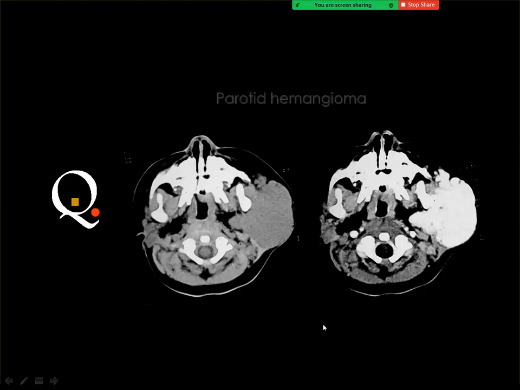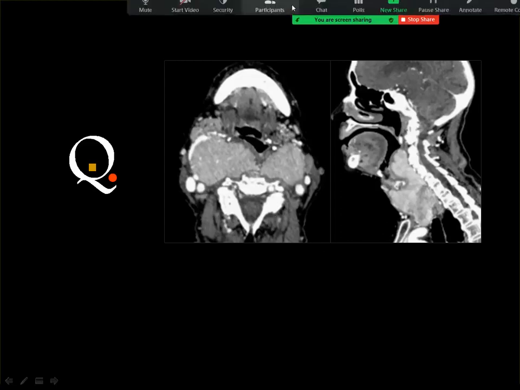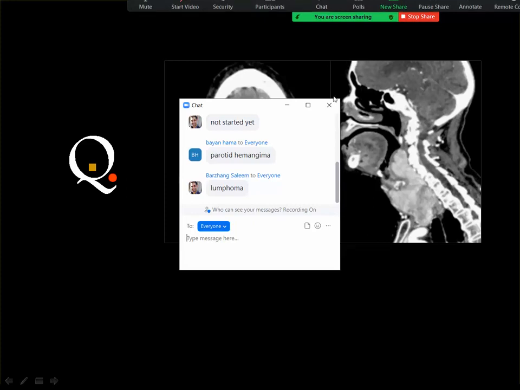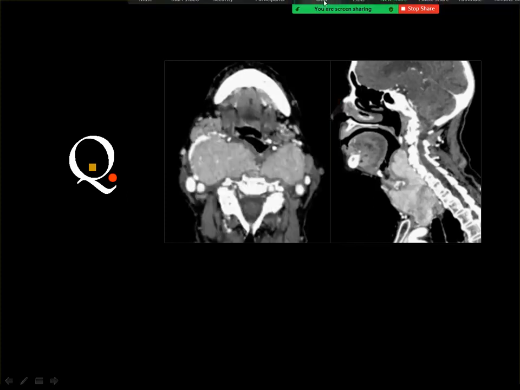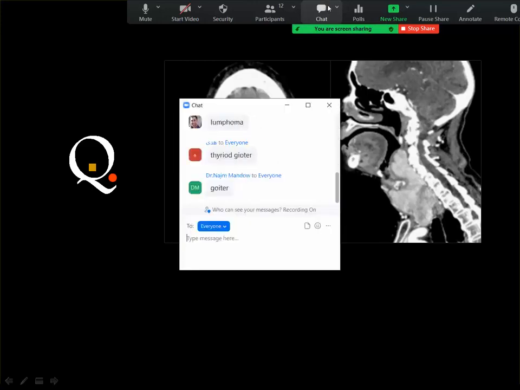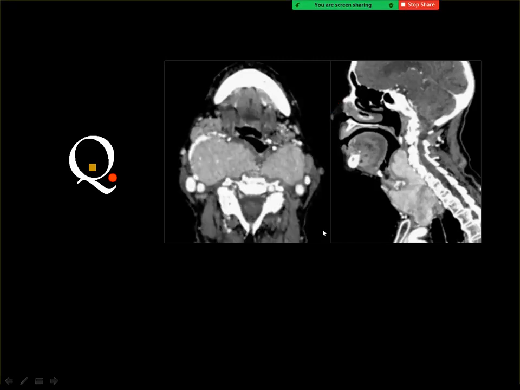The answer is parotid hemangioma. The second case is a post-contrast CT of the neck in the axial and coronal planes, sagittal plane, sorry. No, this is not lymphoma. Yes, and this is thyroid goiter, and the answer is right.